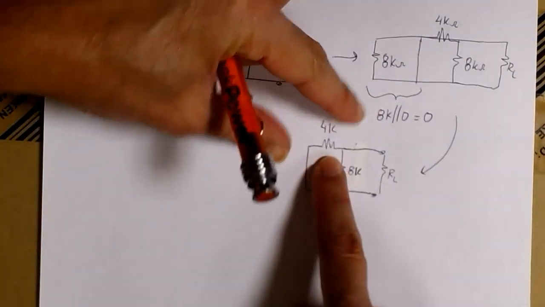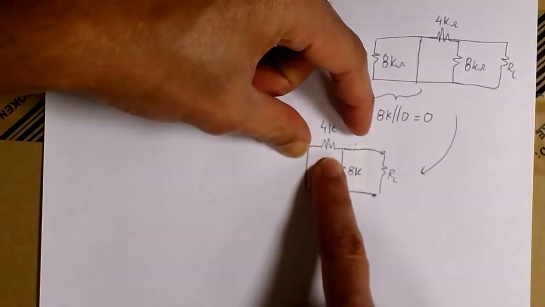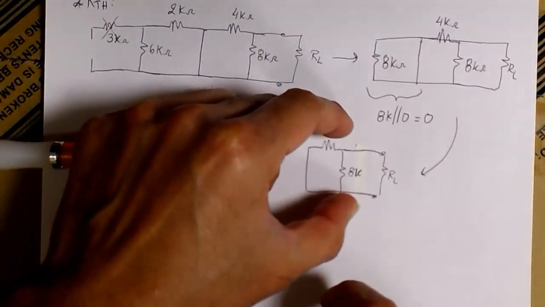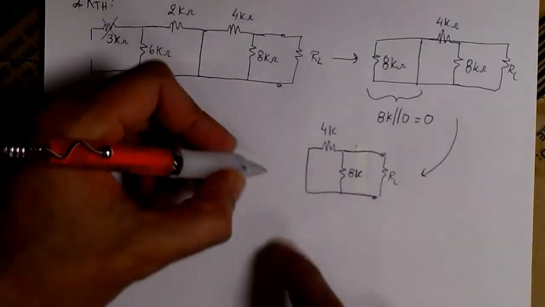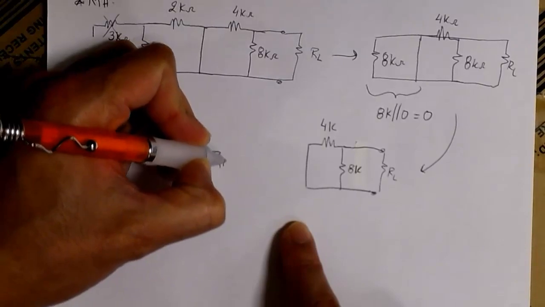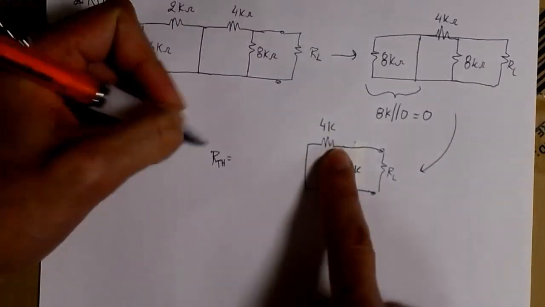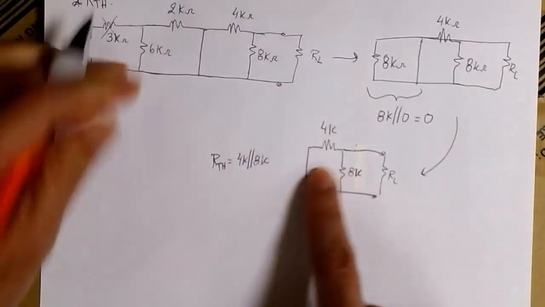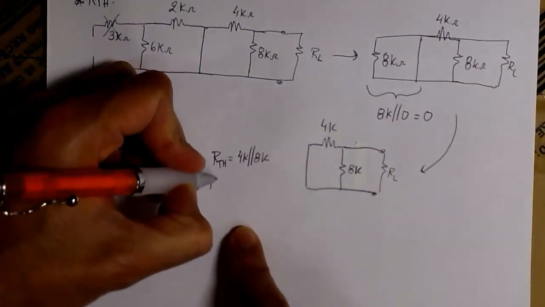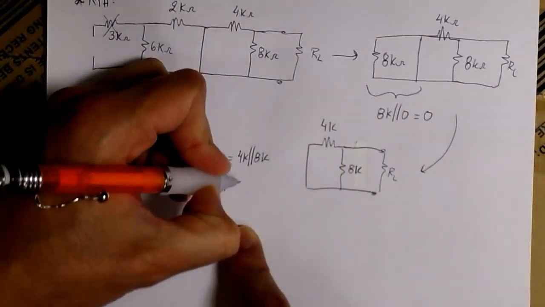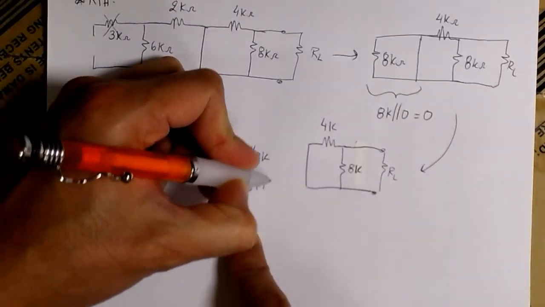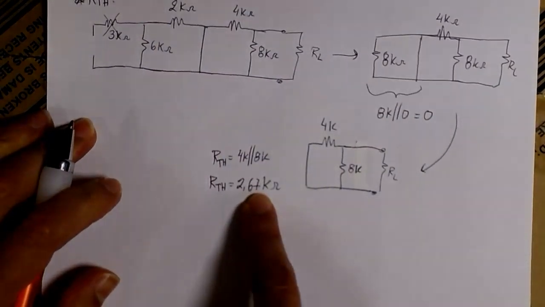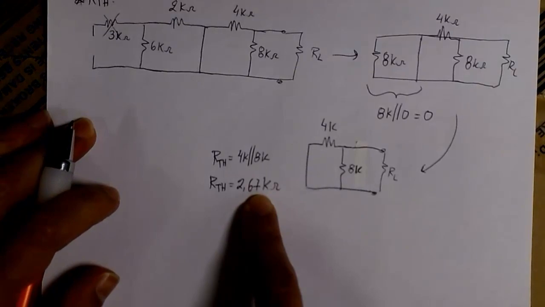What we have now is the 4K. The 4K resistor is in parallel with the 8K. That's basically our R-Thevenin we're looking for. So R-Thevenin in this case is just 4K in parallel with 8K, and that number is 2.67 kilo ohms. That's R-Thevenin.